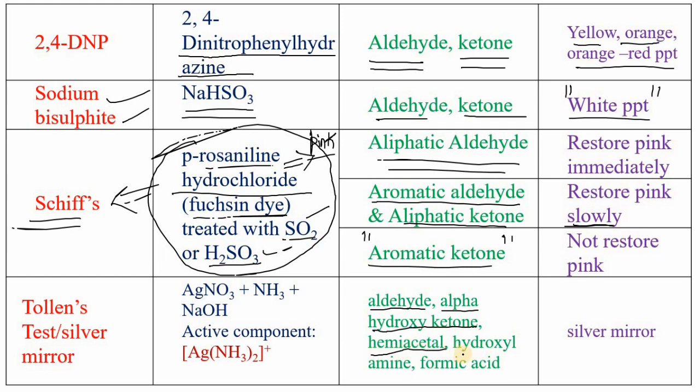Hemiacetal, hydroxylamine, formic acid. These functional groups can be identified by using Tollen's test or silver mirror test. In this test, there is a formation of silver mirror on the walls of the test tube.